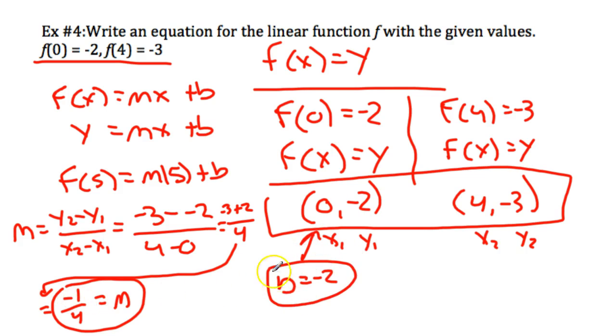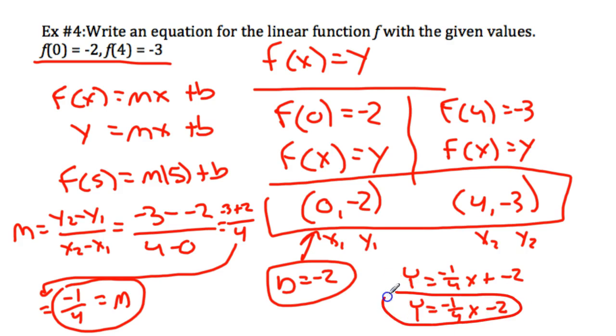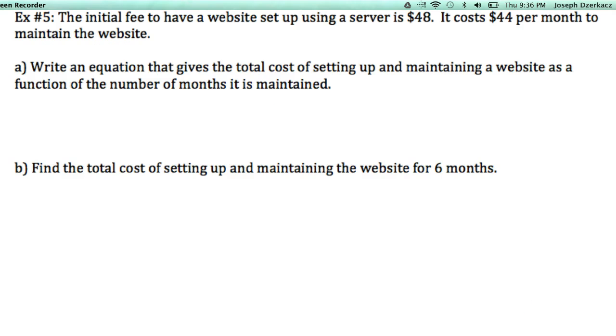So now I have m and b. I put it back in the formula. Y equals negative 1 over 4x plus a minus 2. And that will simplify to y equals negative 1 over 4x minus 2. There we go. Word problem. Application. Extending your knowledge. This is great.